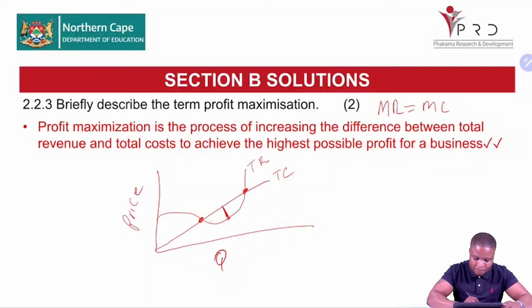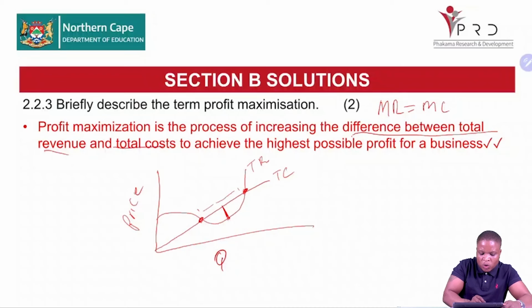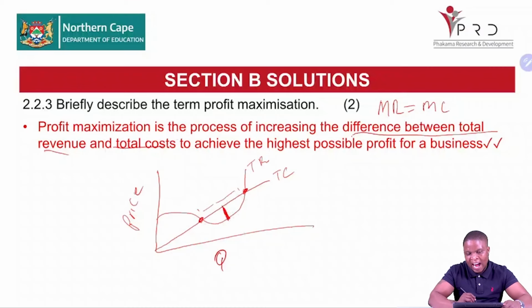All the space from here represents economic profit. However, where is the profit maximization? We look at the difference between total revenue and total cost. So the widest difference, the highest possible profit, is here. This distance is the highest possible profit. Here we are making profit, but it's not the highest. Here we are making profit, but it's not the highest. And then the distance here is a loss. Right. So let's move to the next data response question.